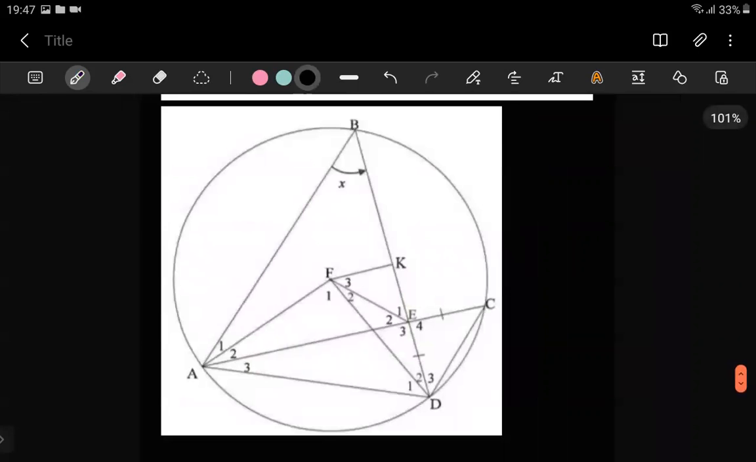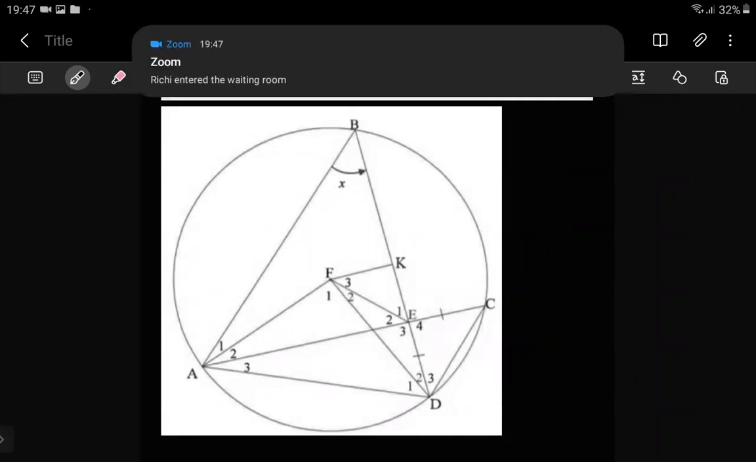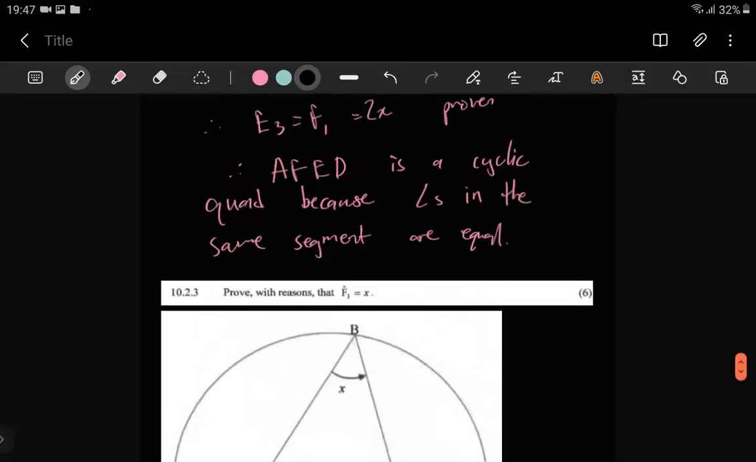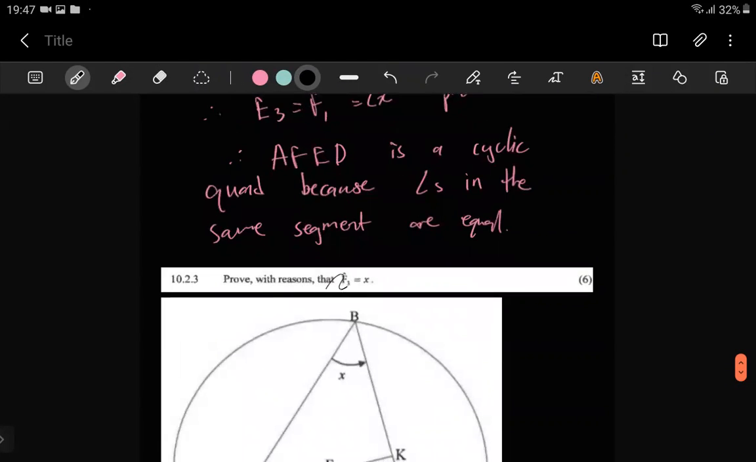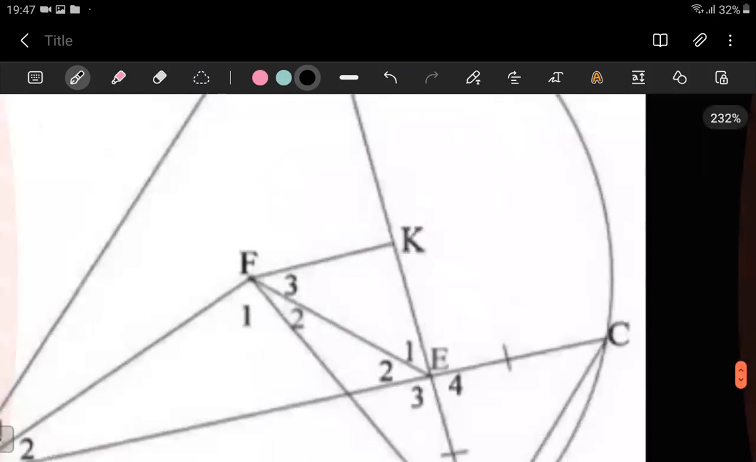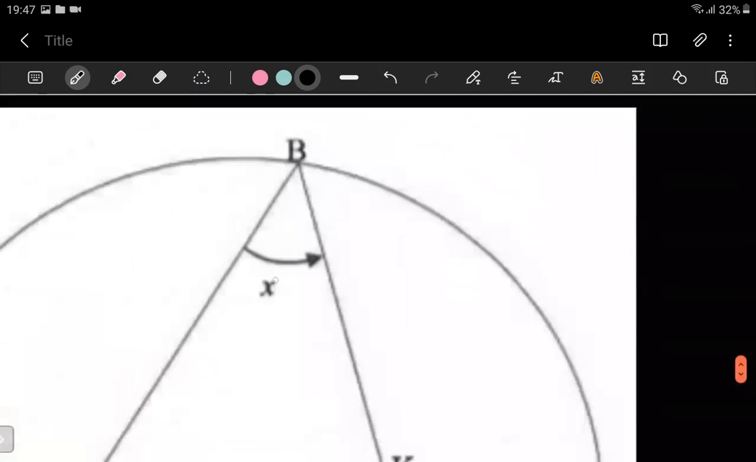So let's just put down what we already also know. We don't want to put out too much unnecessarily. Anyways, it says here, prove with reasons that F3 is equal to X. So where is F3? F3 is this tiny angle here. They want us to prove that it is equal to X.